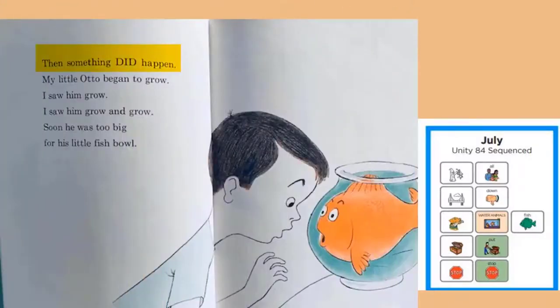Then something did happen. My little Otto began to grow. I saw him grow, I saw him grow and grow. Soon he was too big for his little fish bowl.